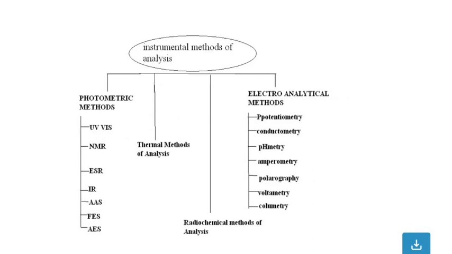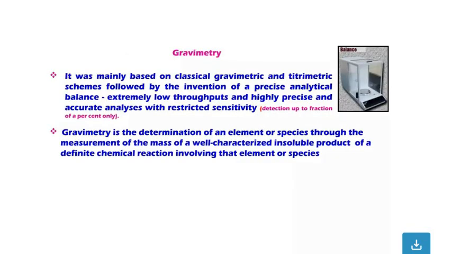Now instrumental methods of analysis like photometric methods, UV visible, NMR, ESR, IR, AAS, FES, AES. Thermal methods of analysis and radiochemical methods of analysis and electrochemical analytical methods like photometry, conductometry, pHmetry, amperometry, polarography, voltammetry and colorimetry.